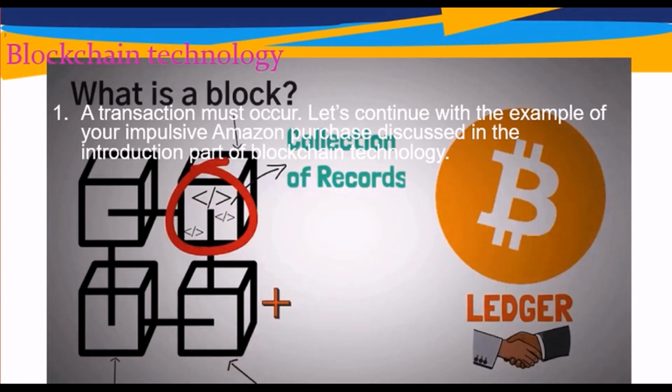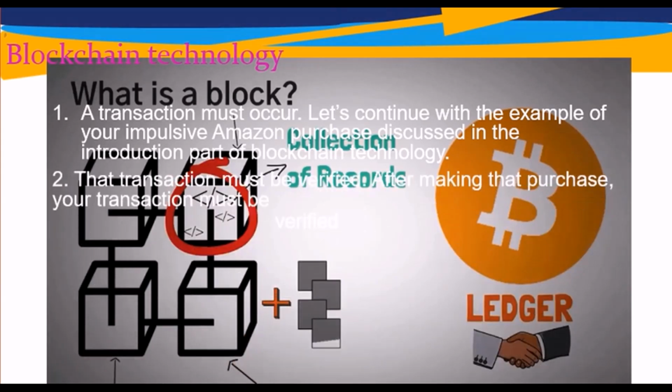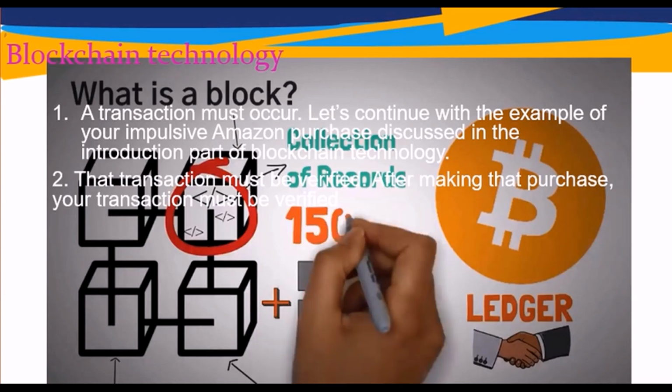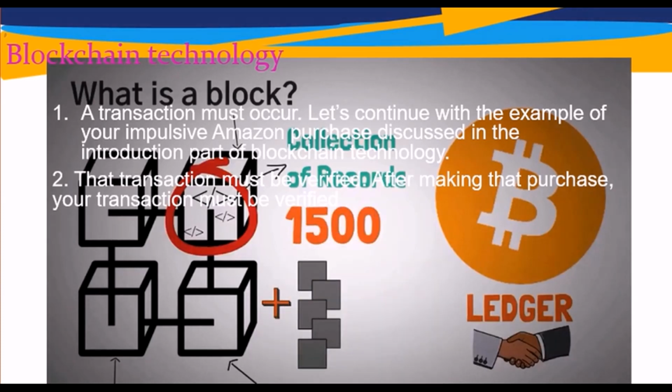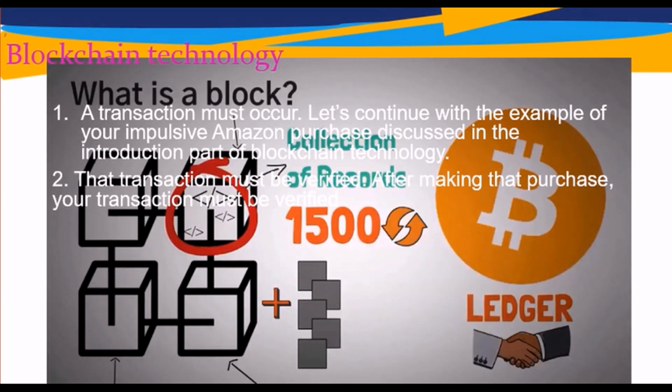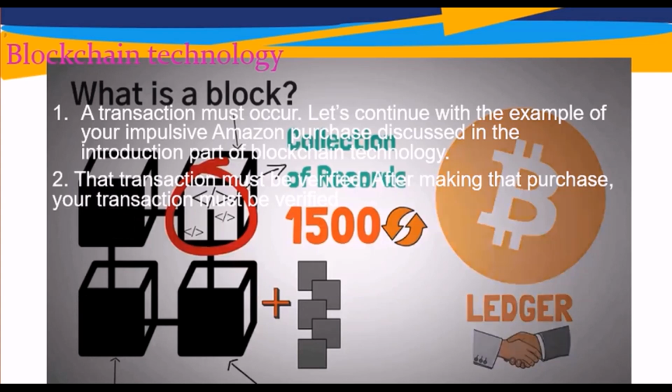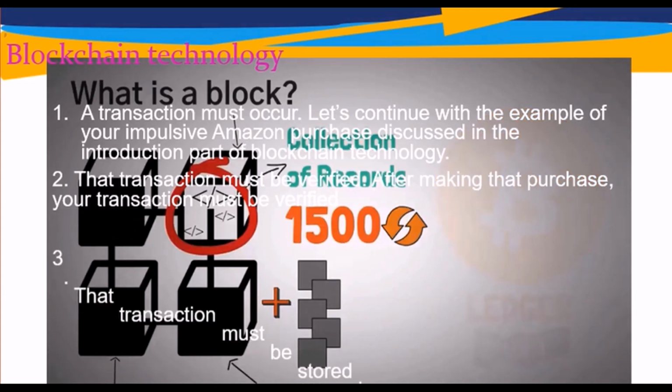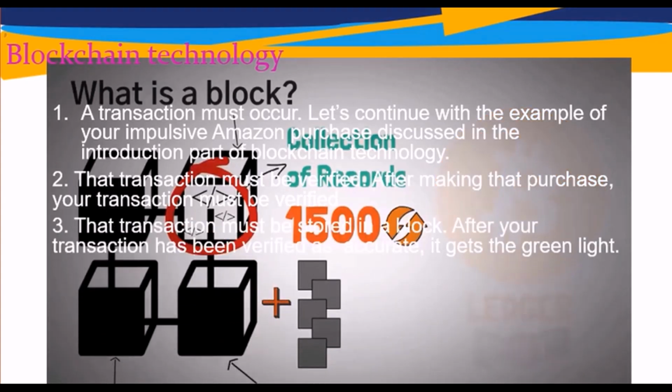The second is that the transaction must be verified. After making that purchase, your transaction must be verified. With other public records of information, like the Securities and Exchange Commission's, Wikipedia, or a local library, there is someone in charge of vetting new data entries. With blockchain, however, that job is left up to a network of computers. This network often consists of thousands of computers, in the case of Bitcoin, about 5 million computers spread across the globe.